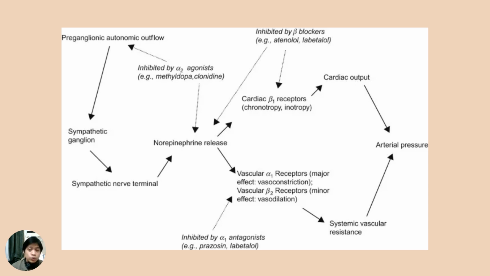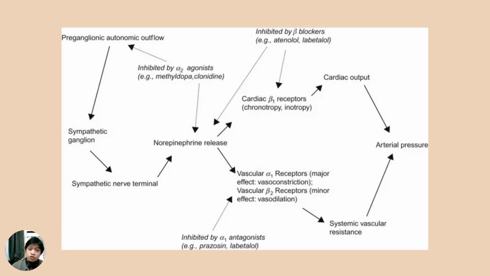The alpha 2 receptors providing an inhibition of adrenergic release. And, okay, so those are the three more important adrenergic receptors that we can target to decrease arterial pressure. So this is their relationships, okay?